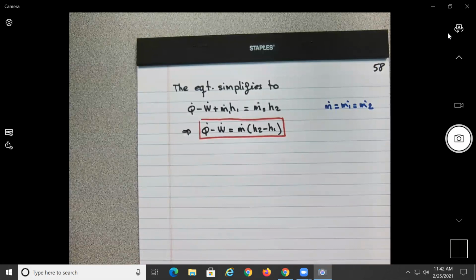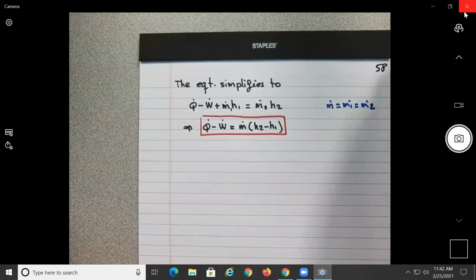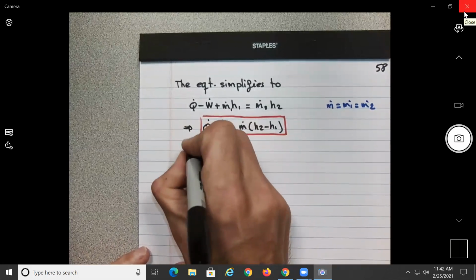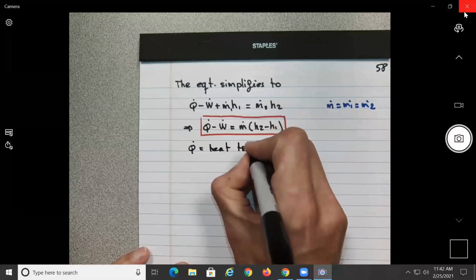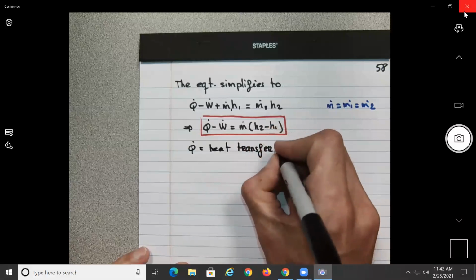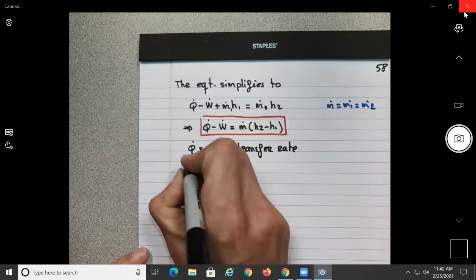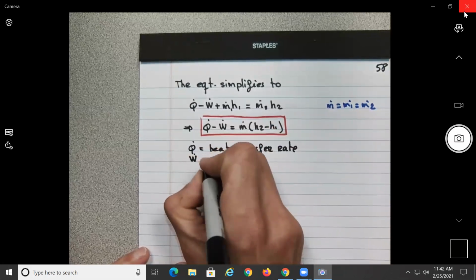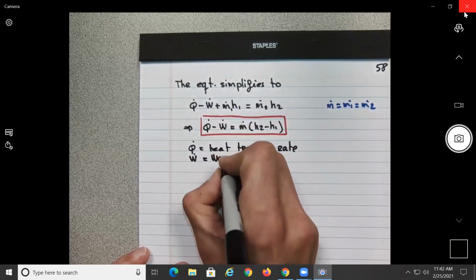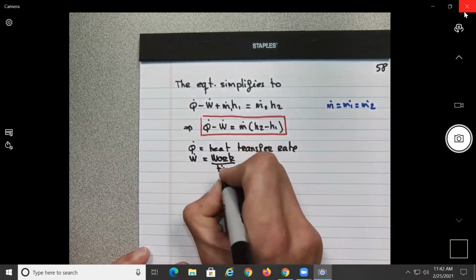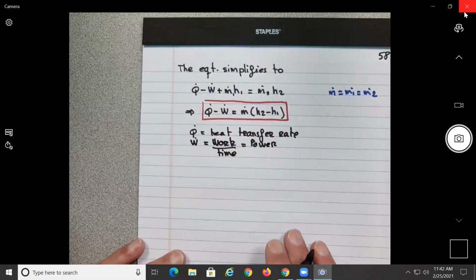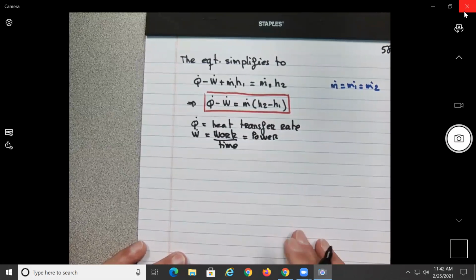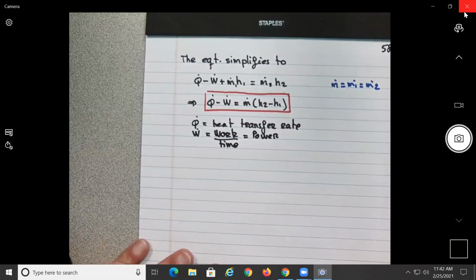Okay, so now realize that here we have the term Q dot. Q dot is the heat transfer rate, and W dot is what? Work per unit time. So work per time, what is that? Power, no? Yeah? Okay. So be careful, the units change. It's not the same units as Q minus W.